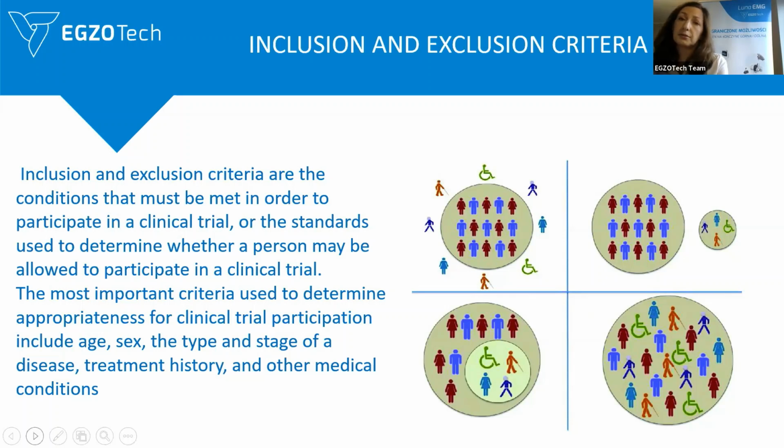The most important and the most commonly used criteria include the age, sex, the type and the stage of the disease, the treatment history, and other medical conditions. So we also think about what patient's condition, which patient stage should be excluded, because then it doesn't really make the group similar and clear.